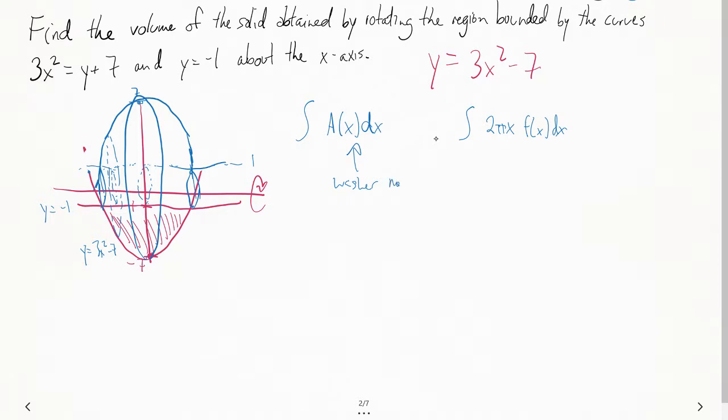or area of a cross section, but we could relate it to a washer method, and this would be the shell method.